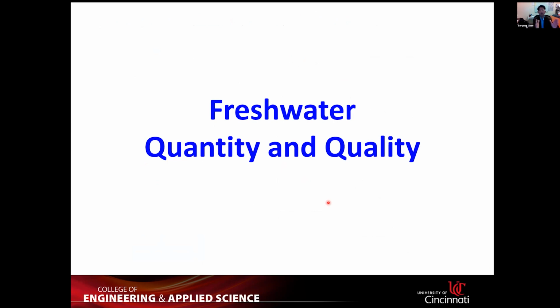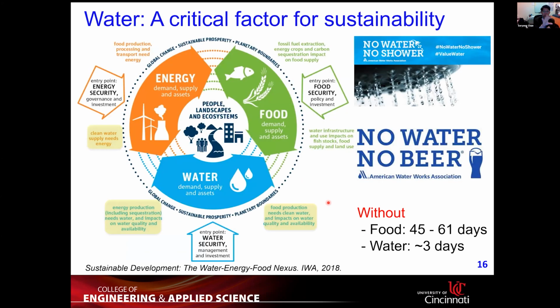So far I have talked about mining, minerals, and resource recovery. Now I change my gear to water. If I introduce this graph, this is a very nice concept of how our society is linked to each other. For example, water, energy, and food are not individual; they are linked to each other, circulating as one circle. So for example, we need clean water to produce energy.